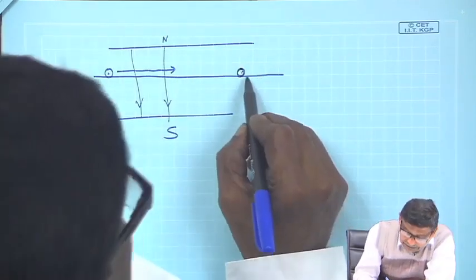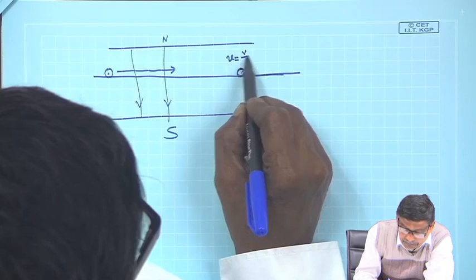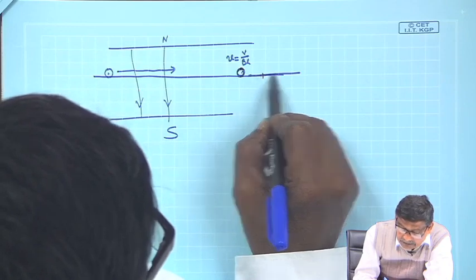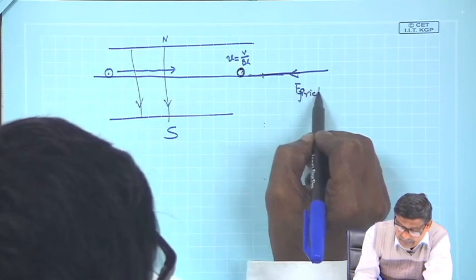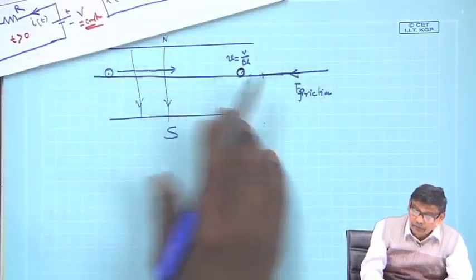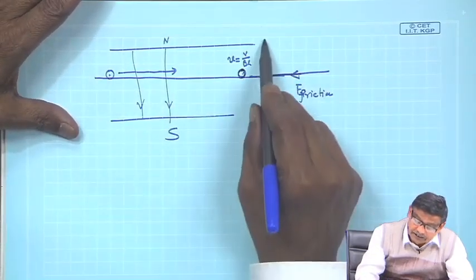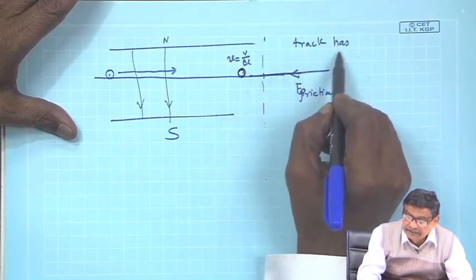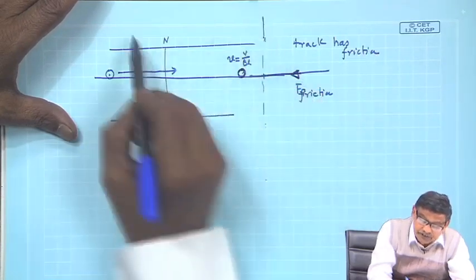Now, suppose in the track, after it has attained a constant velocity equal to V by B L, there is friction present on the track. Then physically, what is the conductor going to do? It was moving with this final velocity capital V by B L to the right. Suppose this portion of the track has friction, which is in the opposite direction. This track has no friction.